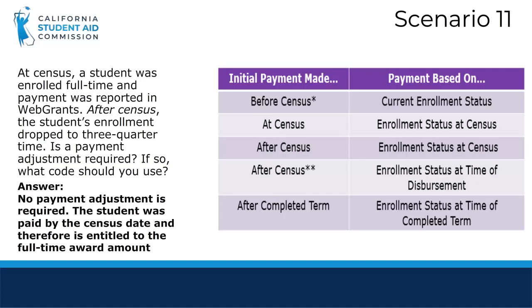The next scenario is if at census a student was enrolled full-time and the payment was reported in Web Grants, but then after census the student's enrollment dropped to three-quarter time. Is a payment adjustment required? And if it is, what code should be used? For this, no code is needed as no payment adjustment is required. Payment is based on the student's enrollment at census. This means the student is entitled to the full-time award amount even though the student dropped classes after the census date.